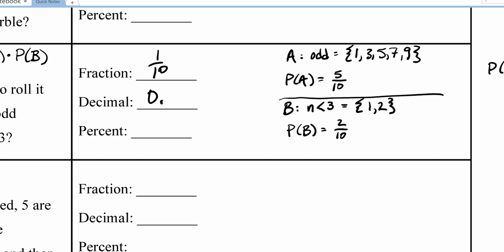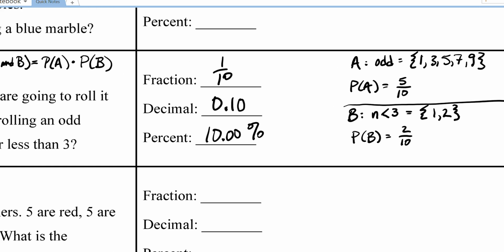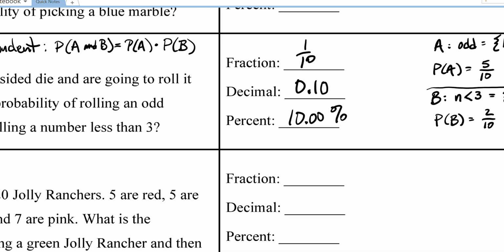The decimal is 0.1, or 0.10 if you want to go to 2 decimal places, and as a percentage, that's 10%. If you want to show 2 decimal places, you go to 10.00%. That's not different than just writing 10%. If you write it out with the 2 decimal places, you're saying that this is accurate to the hundredths place. So that's what we've got.